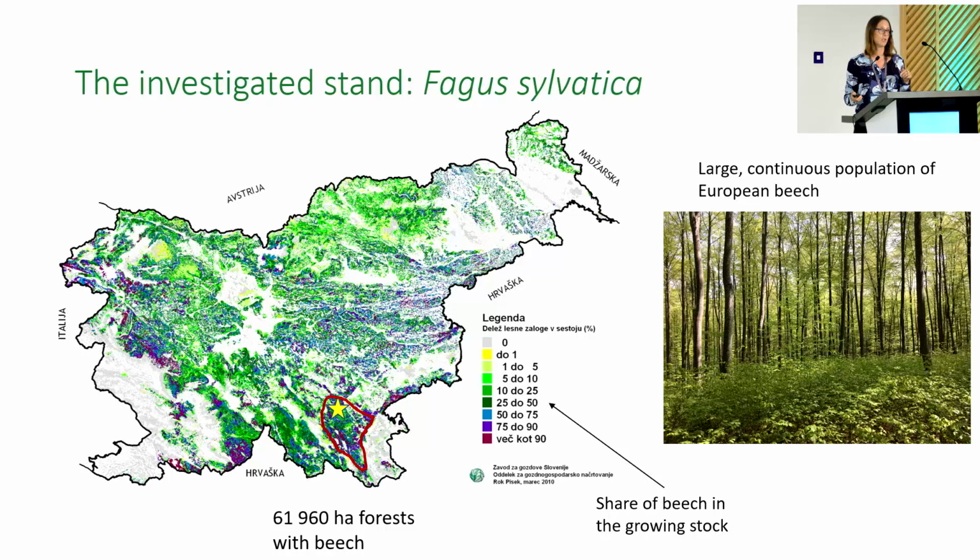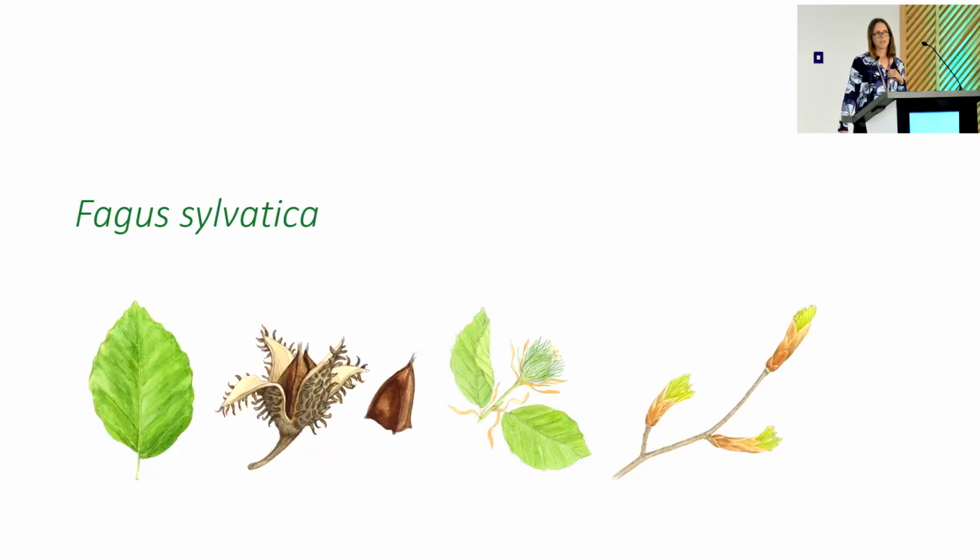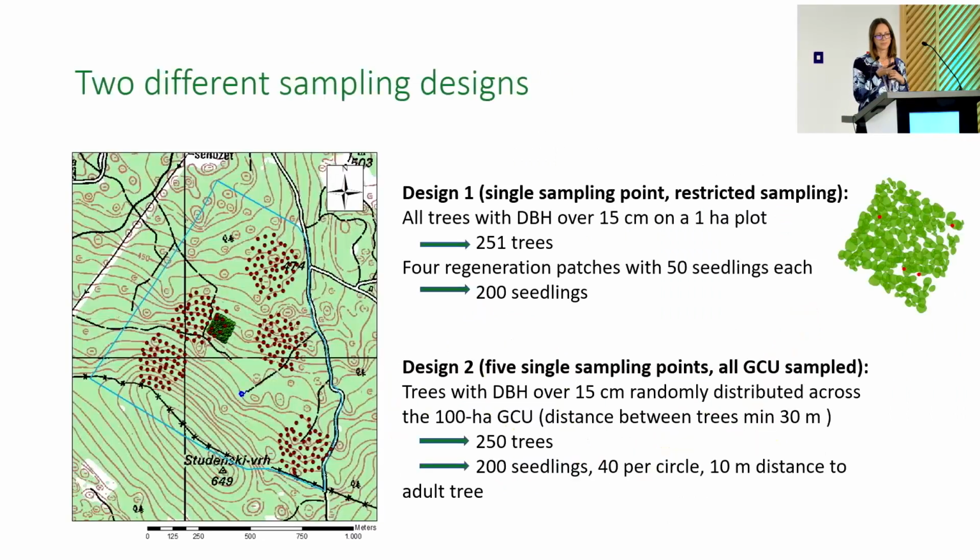Now, our gene conservation unit for beech is 100 hectares large. For silver fir, our gene conservation unit is smaller, it's 17 hectares. And you will see that this also influences the estimates. So, Fagus sylvatica.